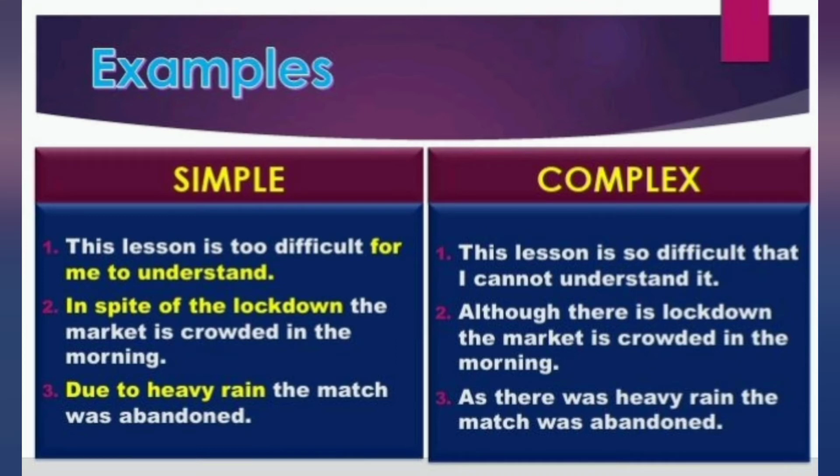See, look at the simple sentence: due to heavy rain, the match was abandoned. It is in past tense, and that is why we have used as there was heavy rain. So when the sentence is in past, in complex also we have to maintain the same tense form. Therefore now the sentence becomes, as there was heavy rain, the match was abandoned.